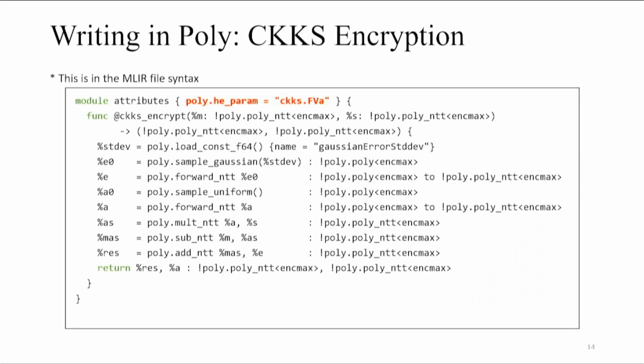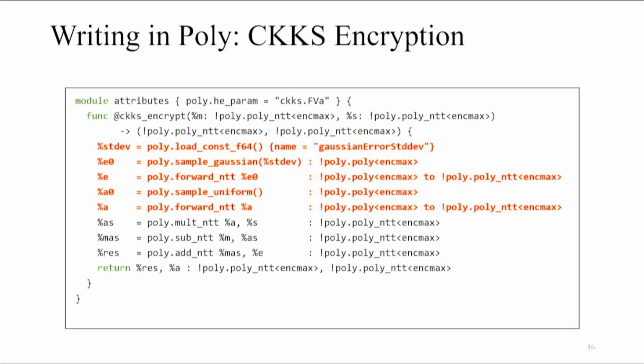So this is the program written in Poly that describes the encryption. First of all, we have this attribute which describes the homomorphic encryption parameter, called ckks.fba. And then the function takes two arguments, the plaintext and the secret key, called m and s, and returns a pair of polynomials as described before. You can see that each type is called poly NTT with brackets having some name called ENC max. And this ENC max describes the number of small primes that I've described before.